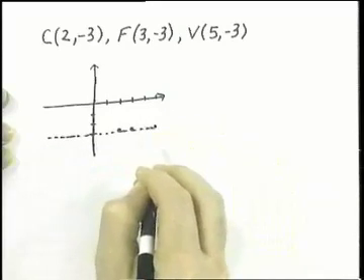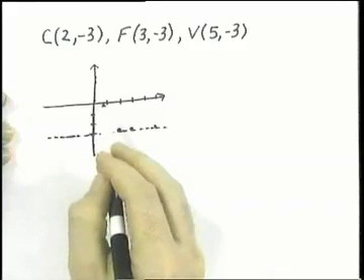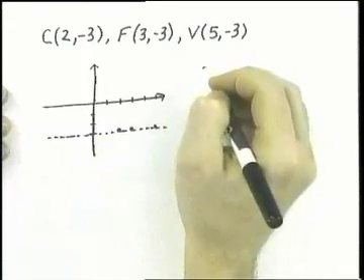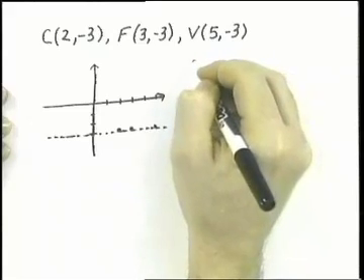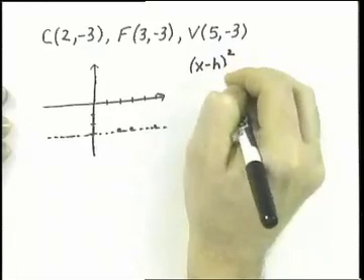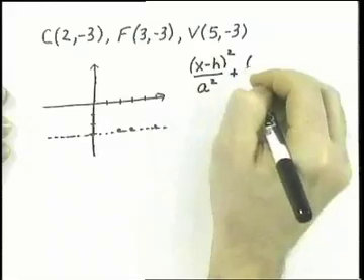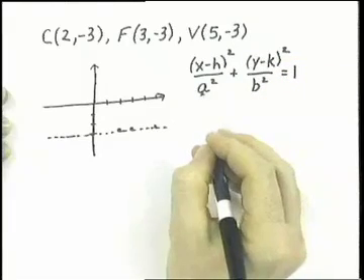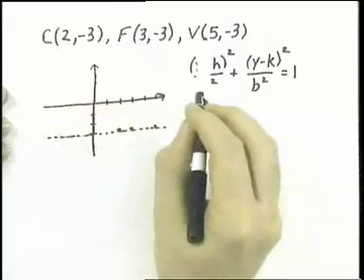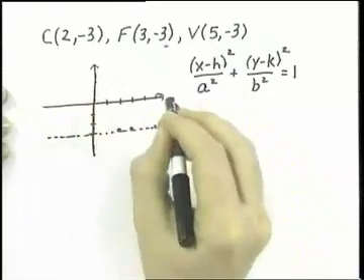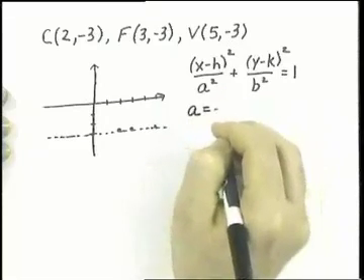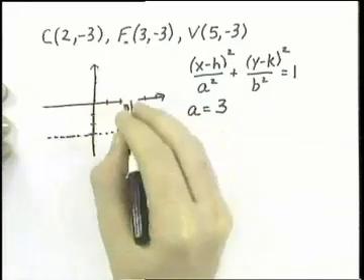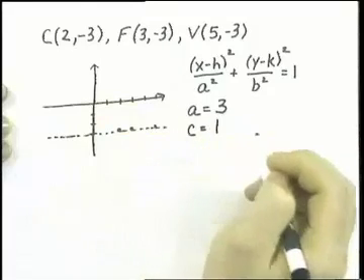We can see that all of these points lie on a horizontal line that is parallel to the x-axis. Therefore, the equation of the ellipse is going to be the equation of the ellipse with the major axis parallel to the x-axis. That is, our equation is going to be of the form (x minus h) squared over a squared plus (y minus k) quantity squared over b squared equals 1. The value of a is the distance from the center to one of the vertices. The distance from (2, negative 3) to (5, negative 3) is 3 units. So a is 3. The distance from the center to a focus is c units. It is exactly 1 unit from the center to the focus, so c is equal to 1.